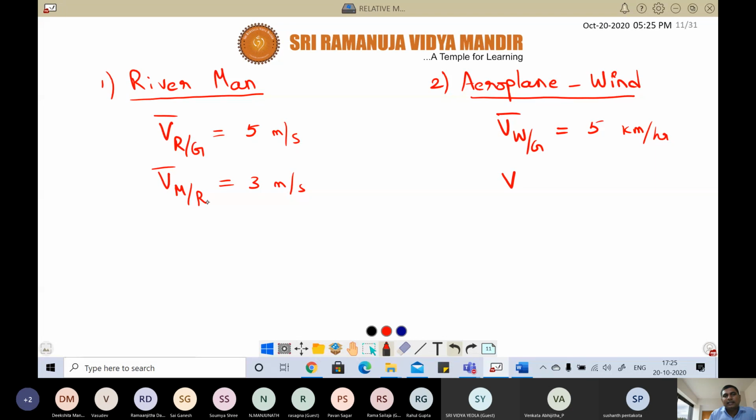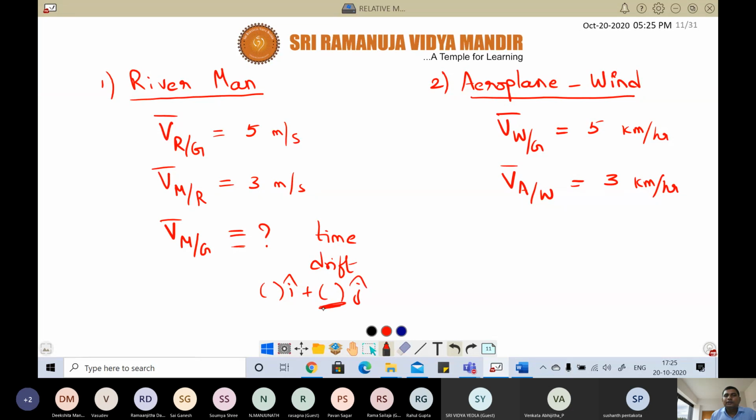Here the man is swimming in the river, and there the aeroplane will be flying in the wind. So the velocity of aeroplane with respect to wind will be maybe 3 kilometers per hour. Here also same thing: if the wind velocity is more, it will never reach its destination. It will land somewhere else. Next, velocity of man with respect to ground is what generally they'll ask us, and this is important for finding time or drift. It will have 2 components, x component and y component. Using the y component, we'll calculate time. Using the x component, we'll calculate drift.